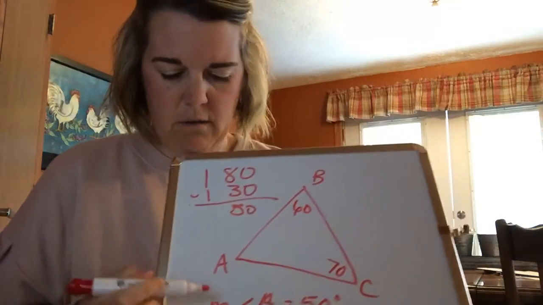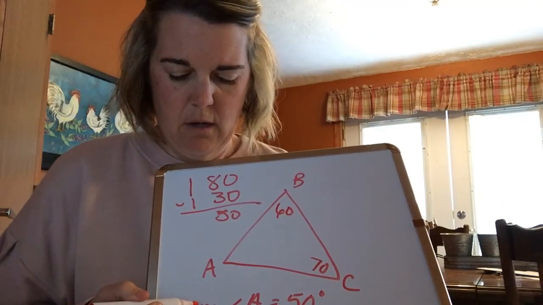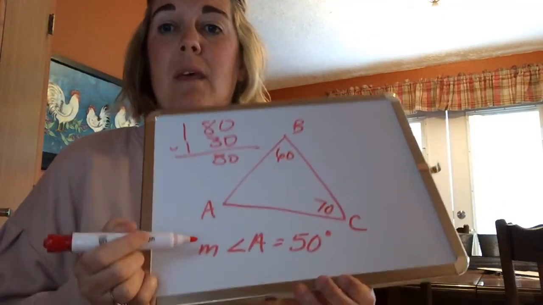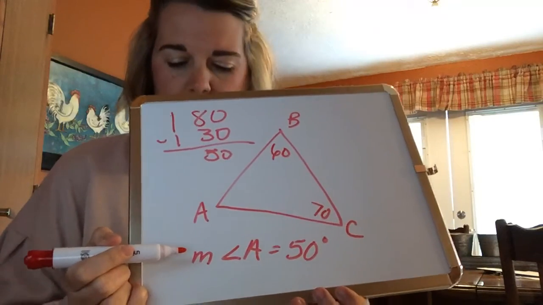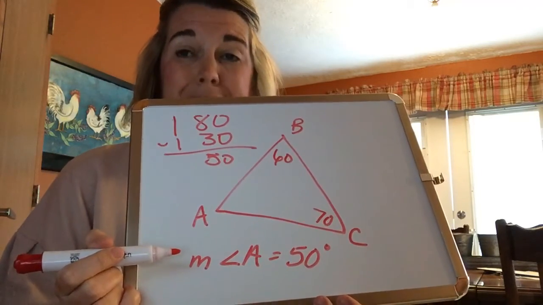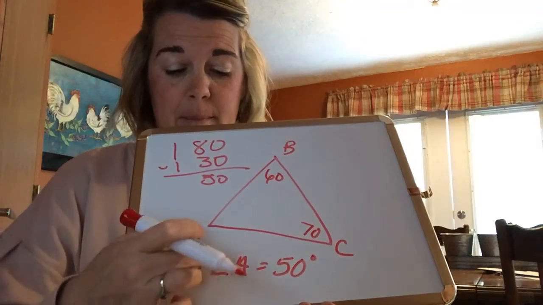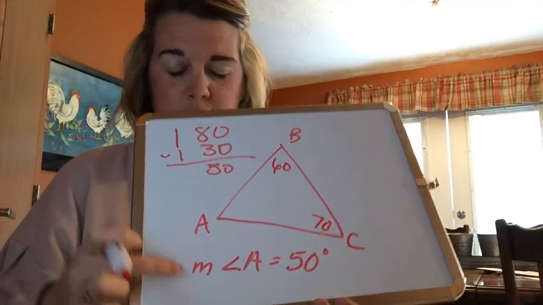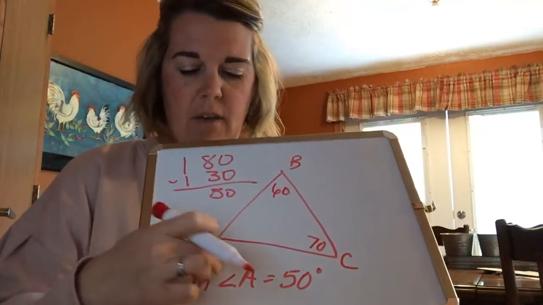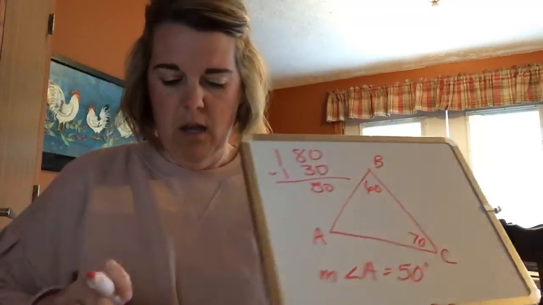Don't get freaked out when you see this little M. It means measure. So when example 1 says what is the M angle A, the M means measure. What is the measure of angle A in this triangle? And we know it's 50.